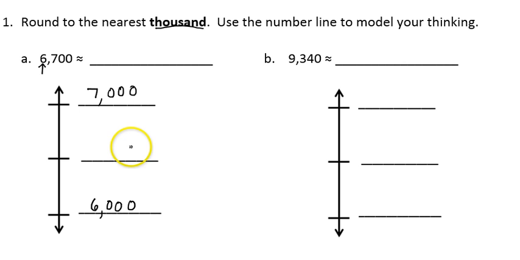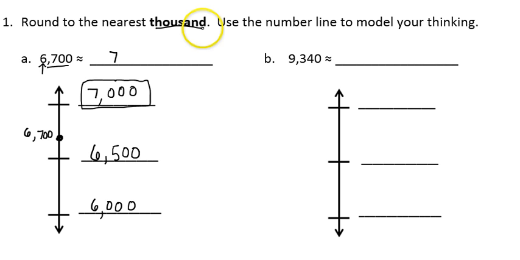The next step is to place the midpoint between 6,000 and 7,000, or the halfway point. Halfway between those two numbers would be 6,500. So I have my two answer choices and I have my midpoint. The next step is to plot our original number on the number line. The 6,700 would come above 6,500. So 6,700 would fall roughly about there, and it's between 6,500 and 7,000. Because my number is above the midpoint, we would round this number up to the next 1,000. So 6,700 rounded to the nearest 1,000 is 7,000 because it's past the halfway point.